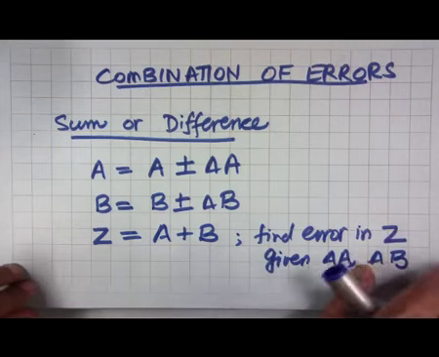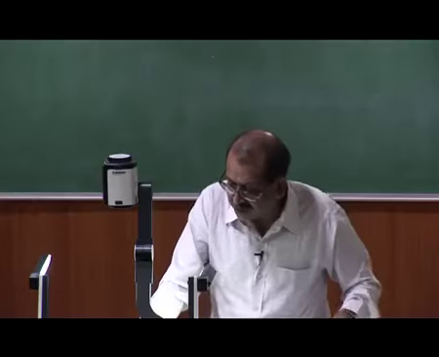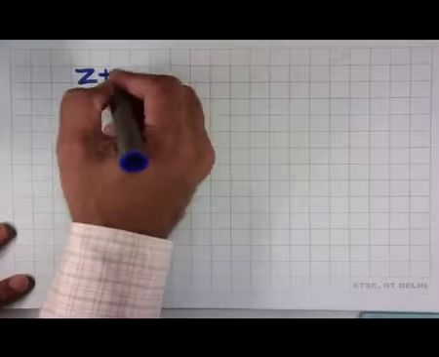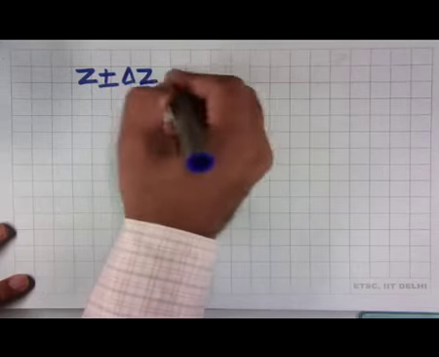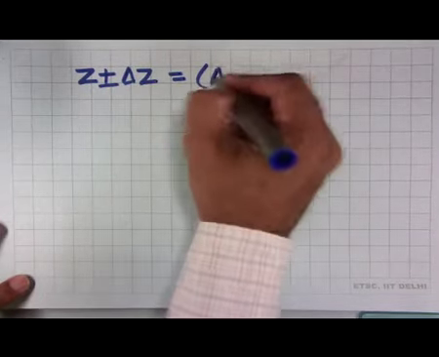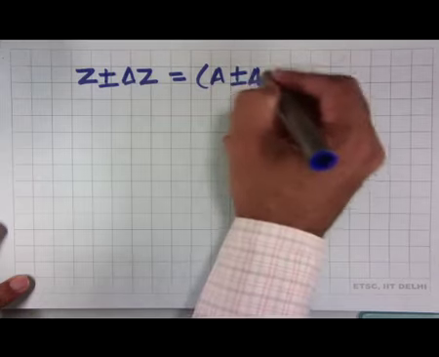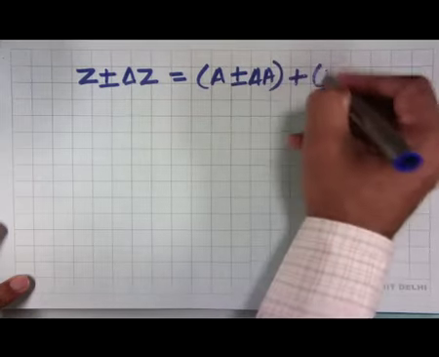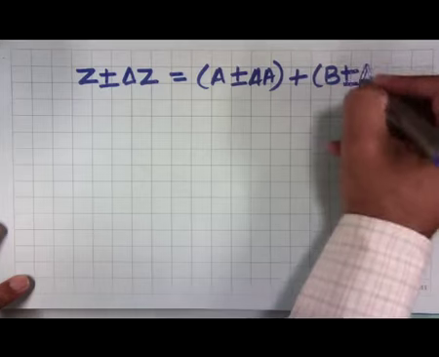Then what we do is, the error in Z we can write as Z plus minus delta Z, and this will be equal to A, which is A plus minus delta A, plus B, which is B plus minus delta B.